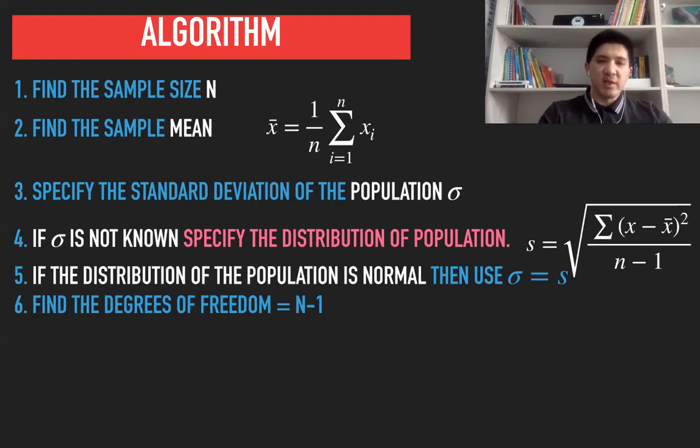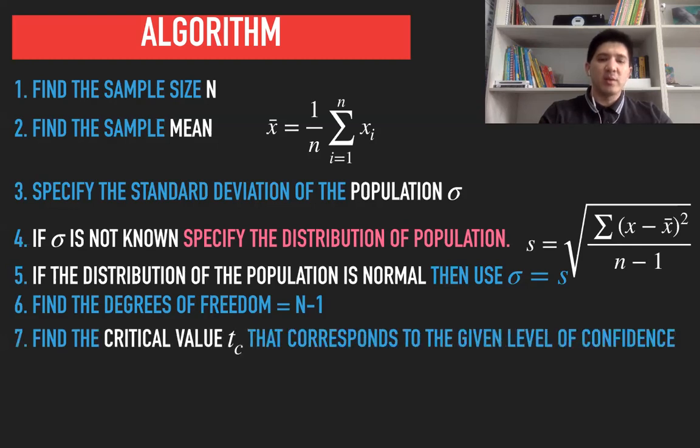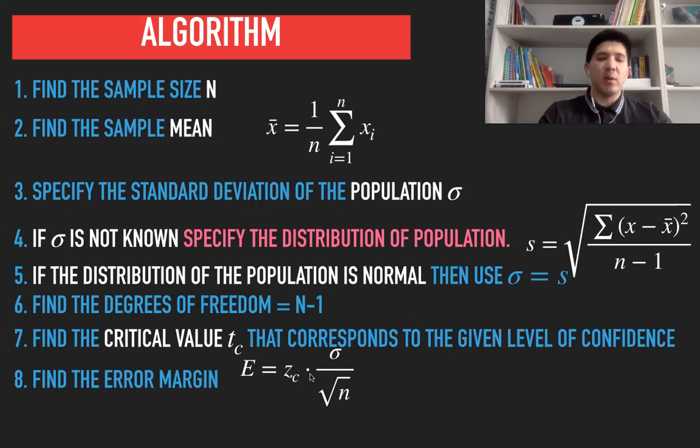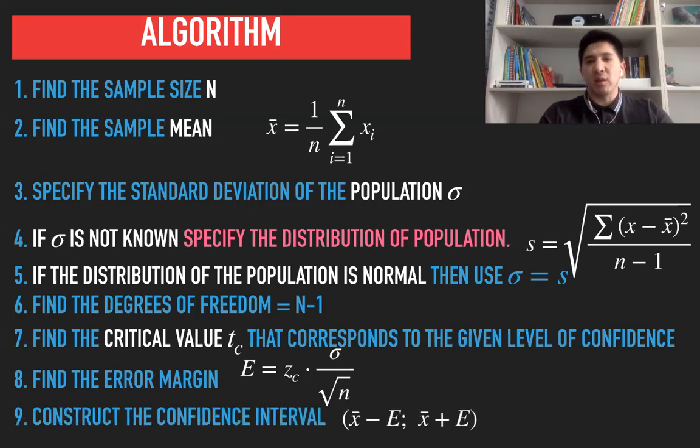So find the degrees of freedom. In this case, it's going to be n minus 1. Find the critical point t that corresponds to the given level of confidence and also the degrees of freedom. Then find the error margin just using this formula, where here it should be the t critical point, and at the end we need to construct the confidence interval by just subtracting this e from the sample mean, and adding this to the sample mean.